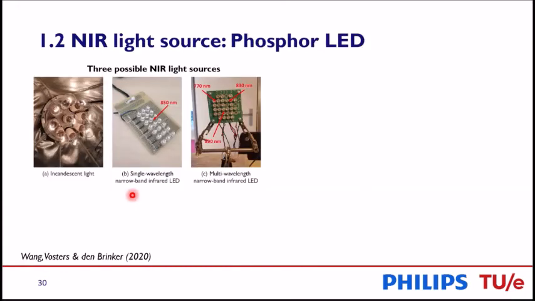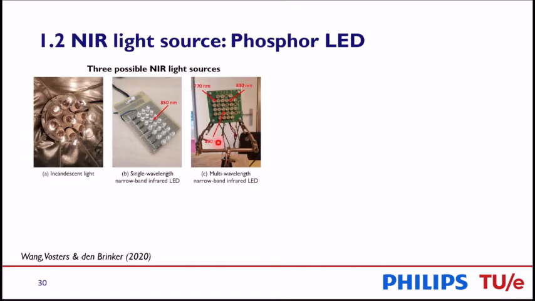And after talking about the camera solutions, we also need an active near-infrared light source, and this also needs to be multi-wavelength. For the near-infrared light source, we have 3 different options: the incandescent light, which we used in the experiments, but it's not practical for a real use case. The second approach is single wavelength narrowband infrared LED, which is the typical solution for current IP cameras or night vision cameras used in CCTV. But this is not suitable for our approach because we need a multi-wavelength infrared light source.